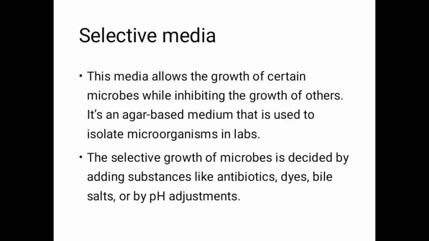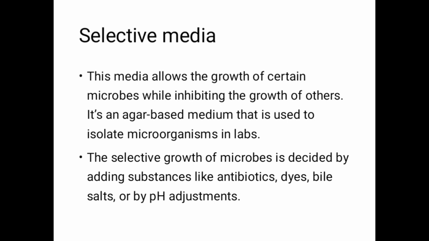The third one is selective media. This media allows the growth of certain microbes while inhibiting the growth of others. It means this media enhances the growth of those bacteria which we require, while inhibiting the growth of others, which may be normal flora or other bacterial species. It is basically an agar-based medium, which means it is a solid medium, used to isolate microorganisms in the lab.